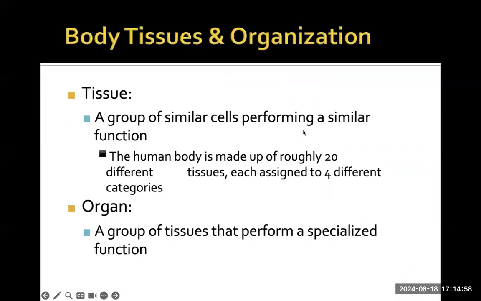So a tissue by definition is a group of similar cells performing a similar function. The human body is made up of roughly 20 different types of tissues. Each of them is going to be assigned to one of 4 categories. And then an organ is a group of tissues that perform a specialized function.